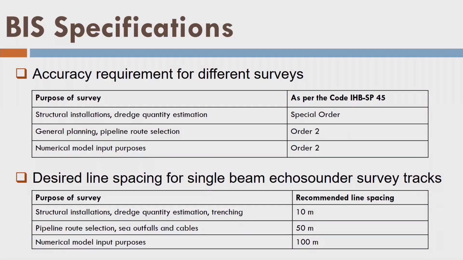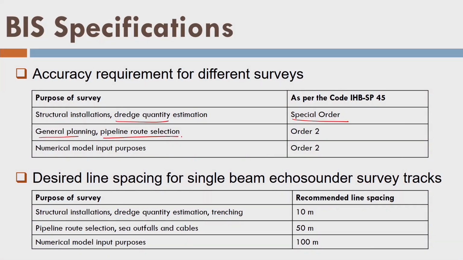Coming to the Indian standards, which are governed by the Bureau of Indian Standards. Accuracy requirement is according to the purpose of this survey. So, for the structural installations and dredge quantity estimation, we should have a special order survey, and special order surveys are according to the IS standard, not the IHO standard. Then for general planning and pipeline route selection, we have order 2 survey, and we have order 2 survey for the numerical model input purpose.